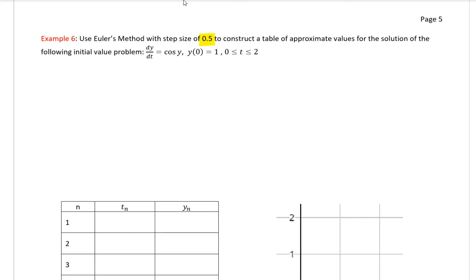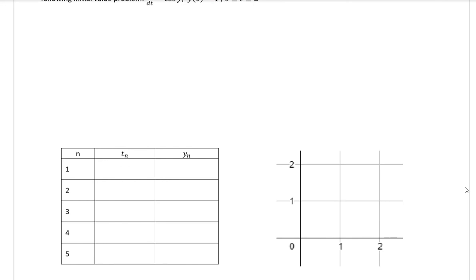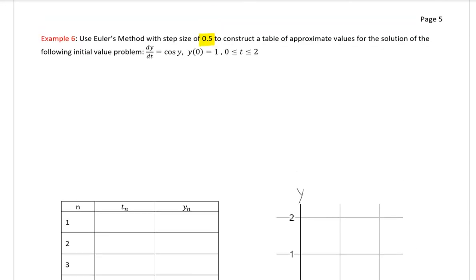So we have dy dt equals cosine of y. That means we don't have x's this time. So in this case, our x variable is actually t. So this is going to be t, and this is going to be y. But with all of our points, we have our step of 0.5. We have our equation, which is essentially y prime equals cosine of y. And we have y0 equals 1.